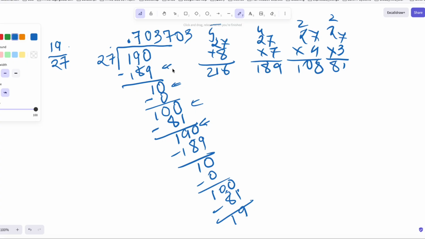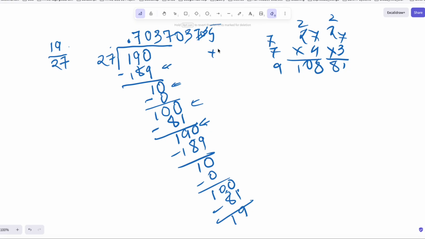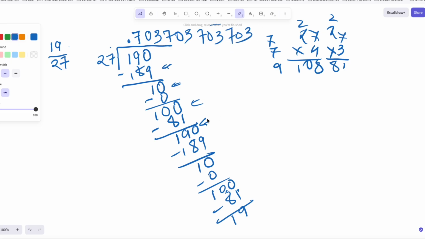So hopefully now you can see that this pattern will go on repeating. 703, 703, and if you keep going with the division, you'll keep getting 703. So the point is that you are going to have a repeating pattern of 703, 703. Obviously when you see that, you know that you cannot just keep on dividing all the way till evening. You got to stop because you already know this pattern will repeat. And so this is a really good example that shows a repeating decimal.